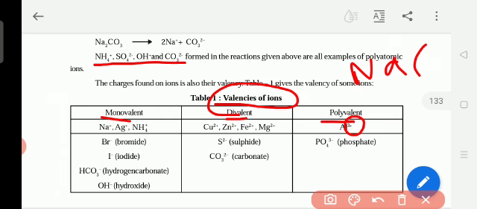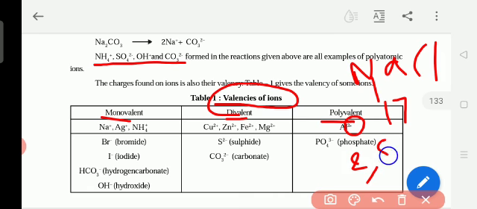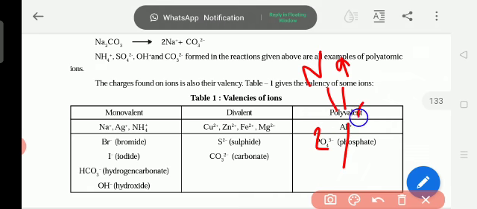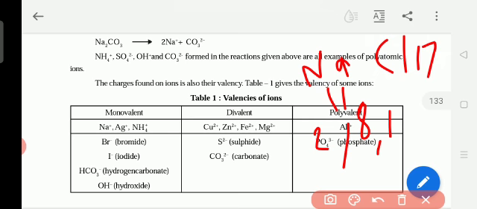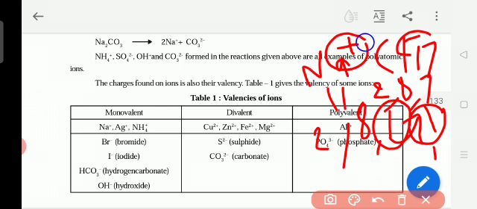For example, NaCl. Sodium is 11, so the configuration is 2, 8, 1. Chlorine is 17, so 2, 8, 7. So chlorine needs 1 and sodium is losing 1. Since it loses 1 valence electron, it gets a plus charge. Chlorine gets 1 valence electron, so Cl minus. How many electrons are lost and how many gained to get 8 electrons in the valence shell is called the valency of ions.